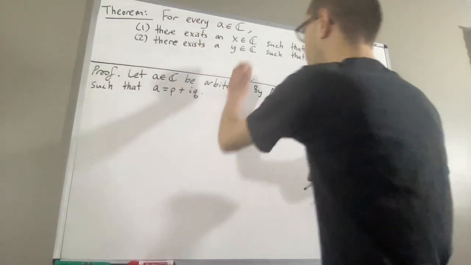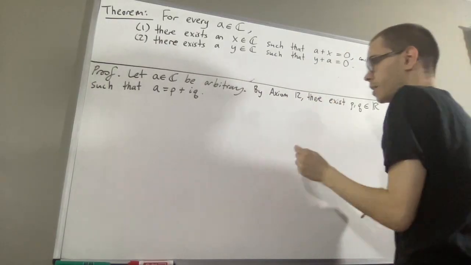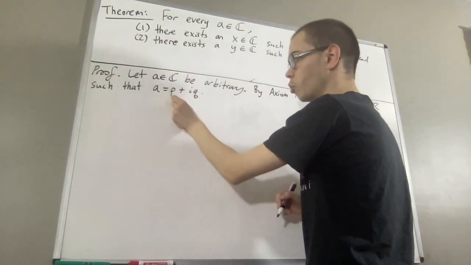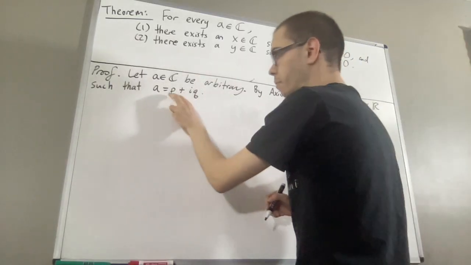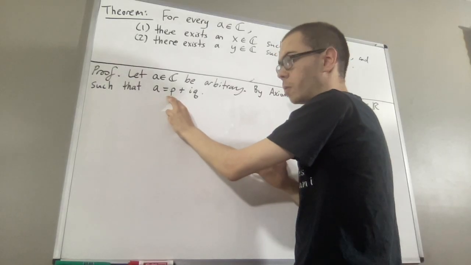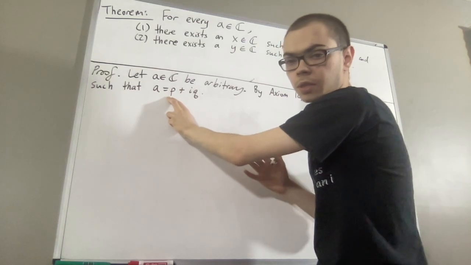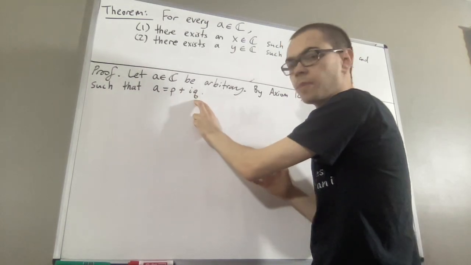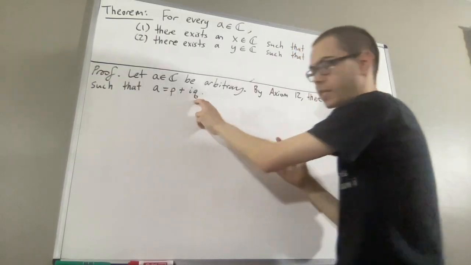Now to obtain a complex number x such that a plus x is equal to 0, the idea is we apply axiom 10 to the real numbers p and q. By axiom 10, since p is a real number, there exists a real number I'll call r such that p plus r is equal to 0. Similarly, since q is a real number, by axiom 10, there exists a real number I'll call s such that q plus s is equal to 0.